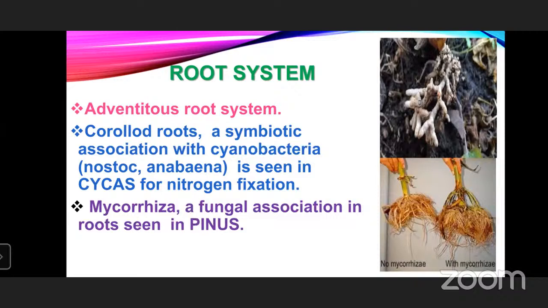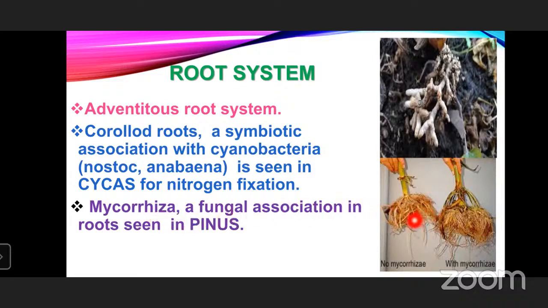And mycorrhizal roots. When we observe the mycorrhizal roots, myco means fungi, rhiza means roots. Fungi have a symbiotic association with roots of Pinus. Their association is called mycorrhiza. So some fungal members have a symbiotic association with roots of Pinus. Their association is called mycorrhizal roots.